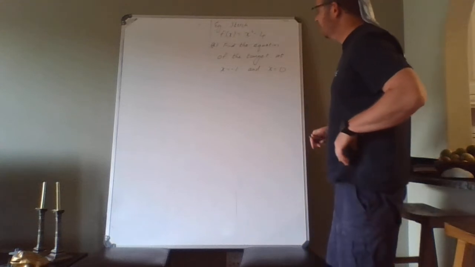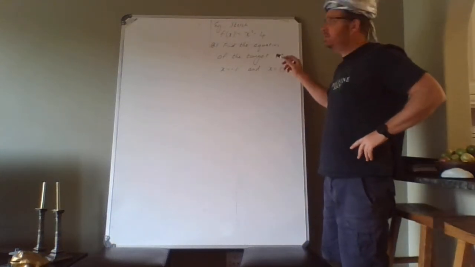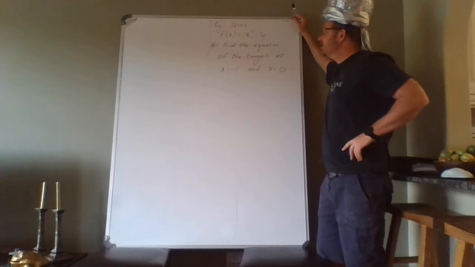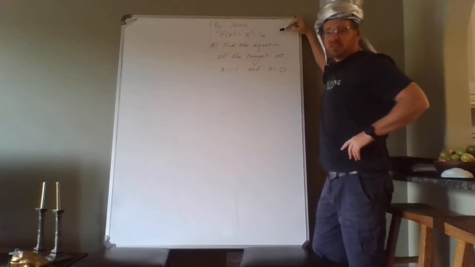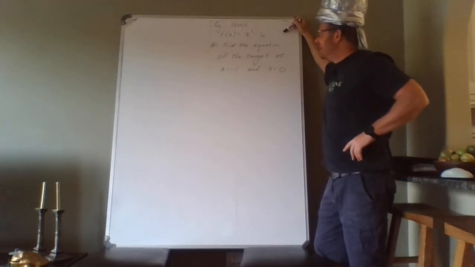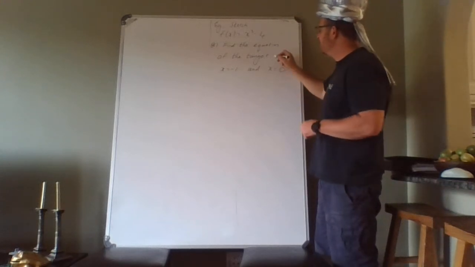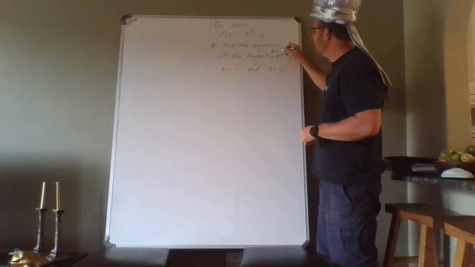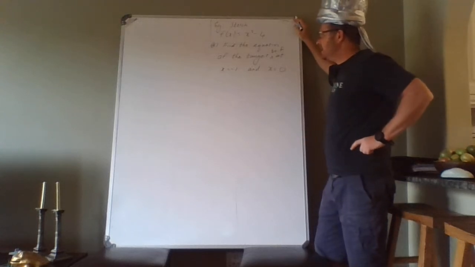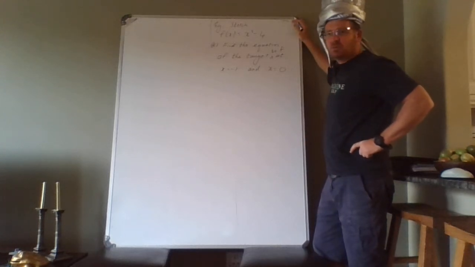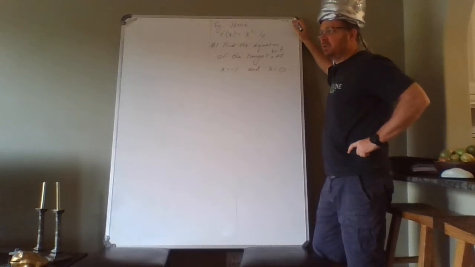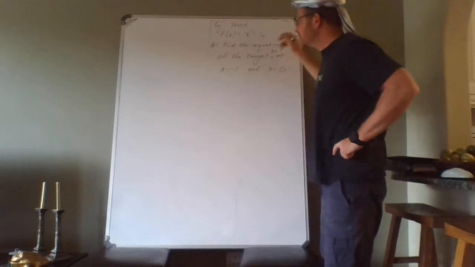So the first example we're going to do is, first of all, I want you to sketch f of x is equal to x squared minus 4. And then I want you to find the equation of the tangent to f at x is equal to negative 1 and x is equal to 0. First of all, go draw the curve and then draw in where those tangents will be.